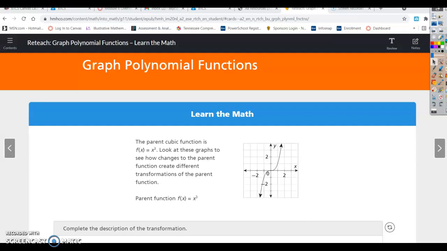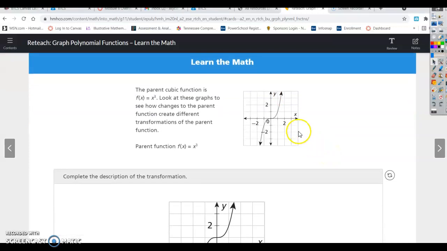So let's look at the parent cubic function. The parent cubic function is f of x equals x cubed. Look at these graphs to see how changes of the parent function create different transformations of the parent function. So here's a sketch of a parent cubic function. This is something you could commit to memory. It's just knowing what that general shape looks like, the end behavior, and that it goes through the point (0, 0).